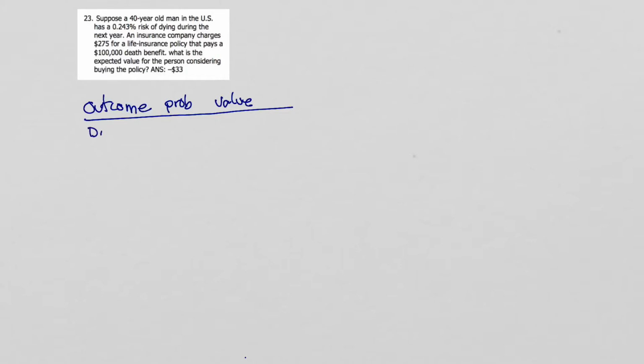So here's the outcome. This fellow could die, and there's a 0.00243 chance of dying, right? If we had 0.243%, that's 0.00243 as a decimal. And then the value is the $100,000 minus the $275 that you had to pay for the policy. So if this fellow dies in the next year, and he'll do so with this probability, that family would get $100,000, but minus the $275 that it cost them for the policy.